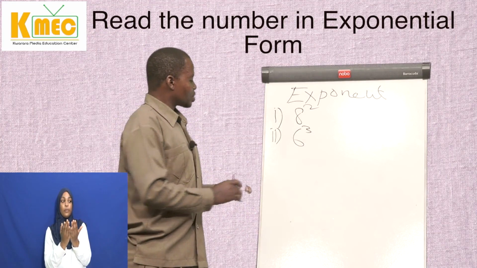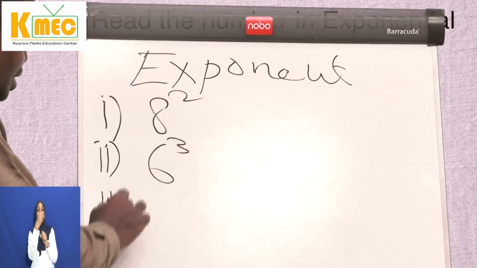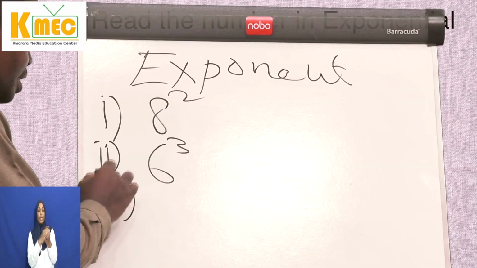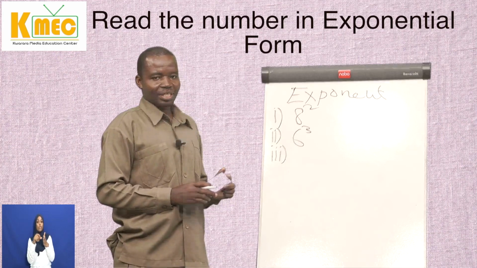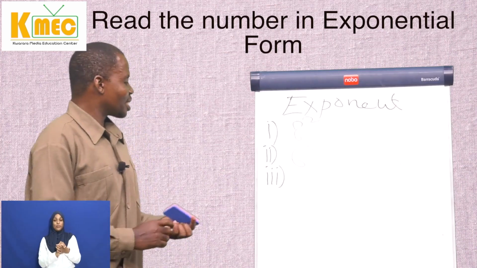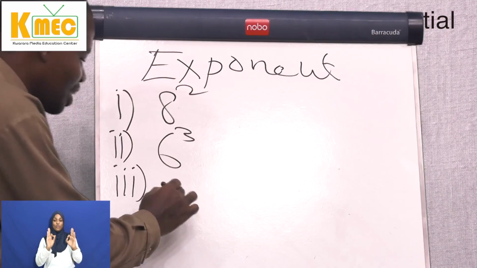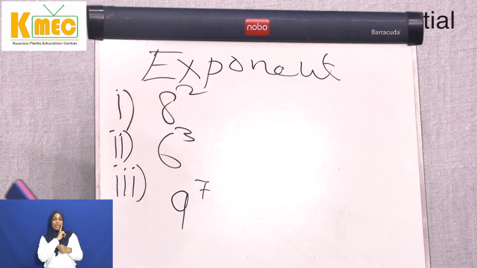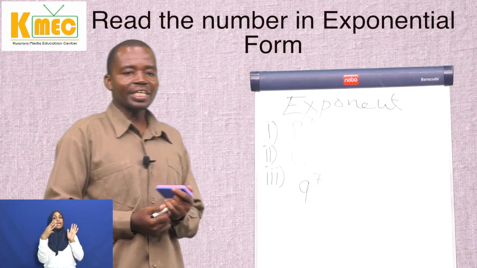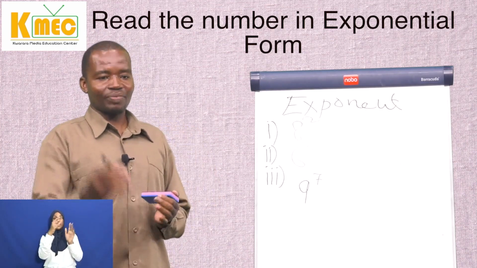Good. So number 3 is left for you, student. Try to read this. Well done. The answer is 9 exponent 7. It is read as 9 exponent 7.